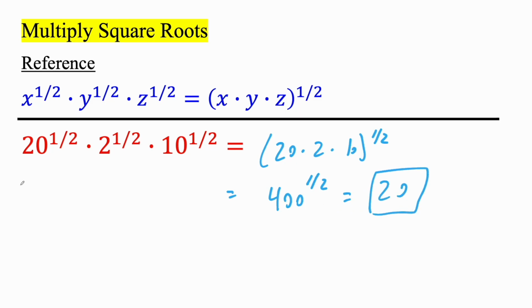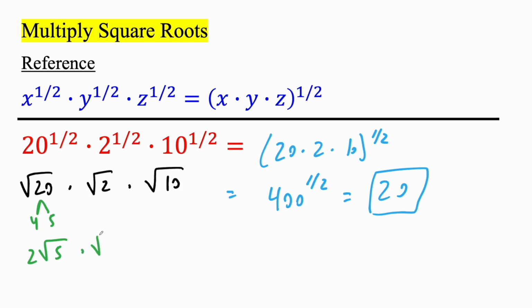Now we could do it the other way. We could rewrite it as the square root of 20 times the square root of 2 times the square root of 10. We could break this down into 4 and 5, so now we have 2 square root of 5 times the square root of 2 times the square root of 10. And from there, 5 times 2 is 10, 10 times 10 is 100, so we have 2 square root of 100. And we know the square root of 100 is 10, so we have 2 times 10, which is 20.